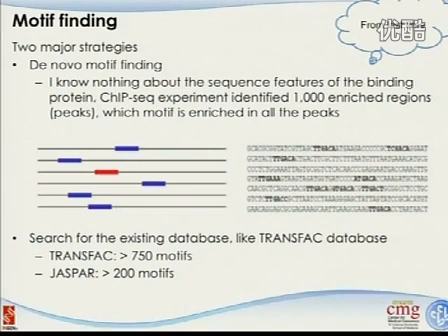And for the motif finding, there are two major strategies. The first strategy is de novo motif finding. You can see that these are the ChIP-seq derived fragments, but there is something in common in these regions. Those are the parts we want to identify.